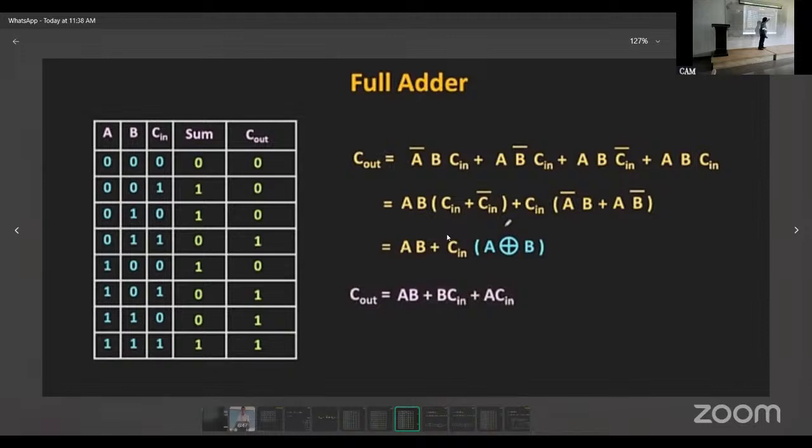So we'll get A bar B plus A B bar, which is the exclusive OR. By taking AB common, we know A plus A bar is how much? 1. Last class we studied A plus A bar is 1. So C in plus C in bar becomes 1, and we got only AB. So C in times (A exclusive OR B). The final output you can write like this: carry output is AB plus B C in plus A C in. This is the carry output.